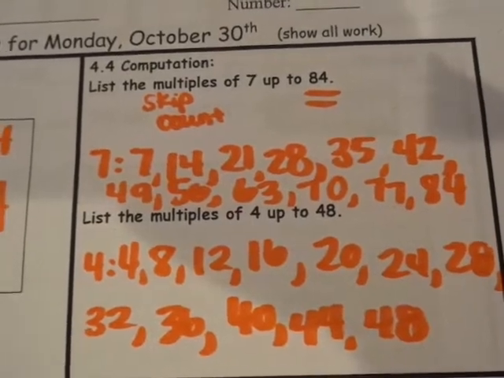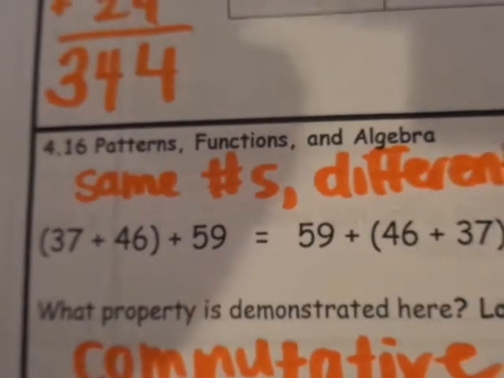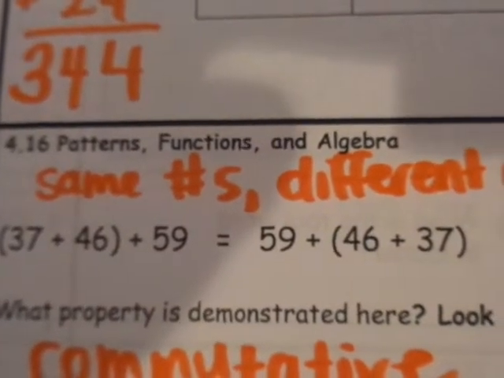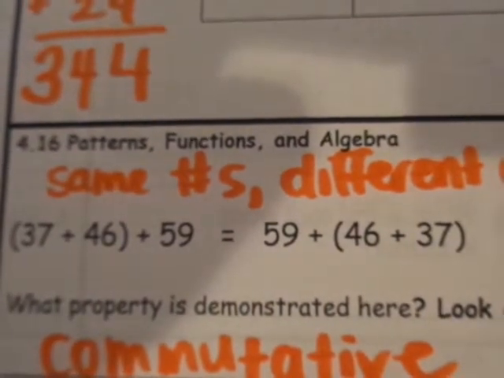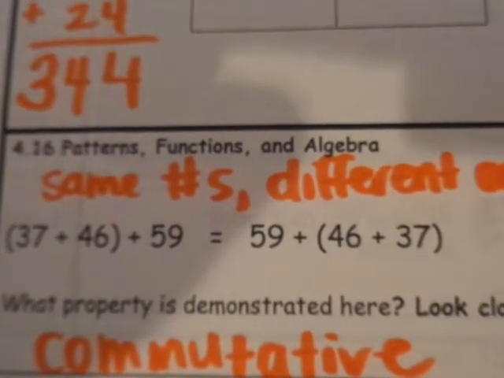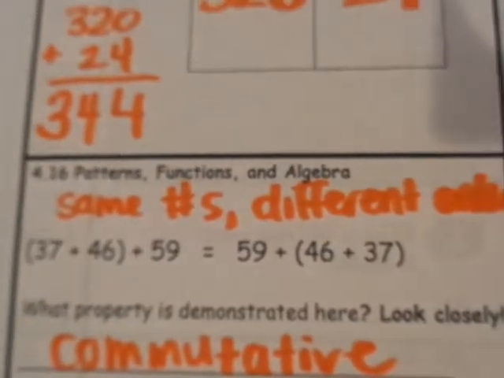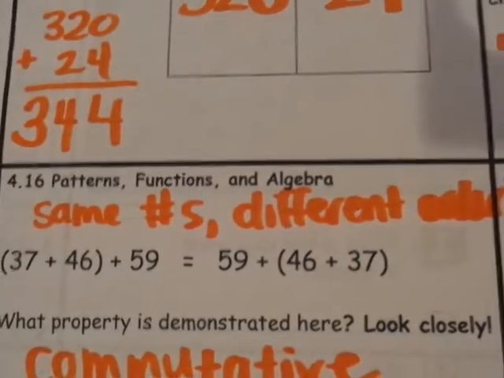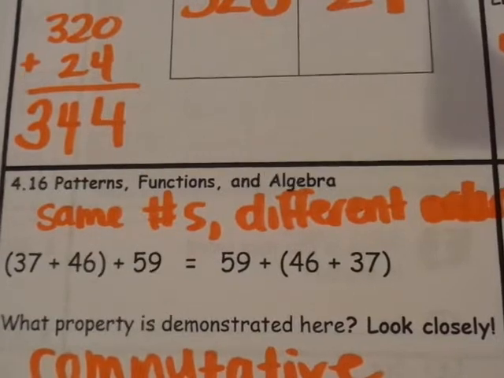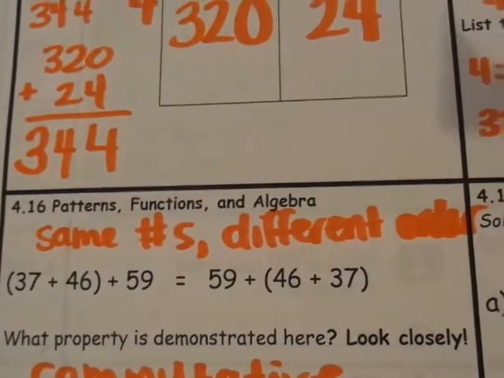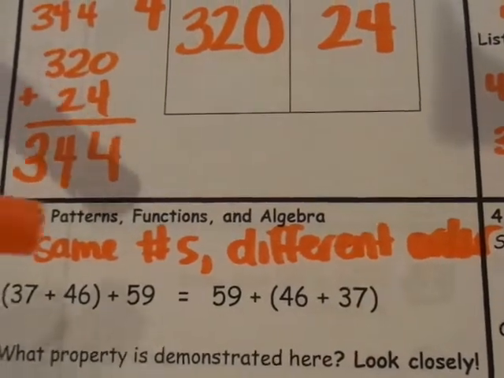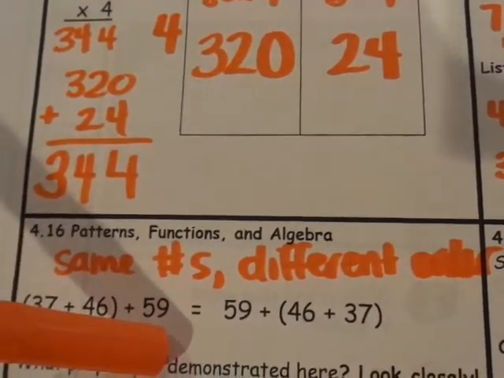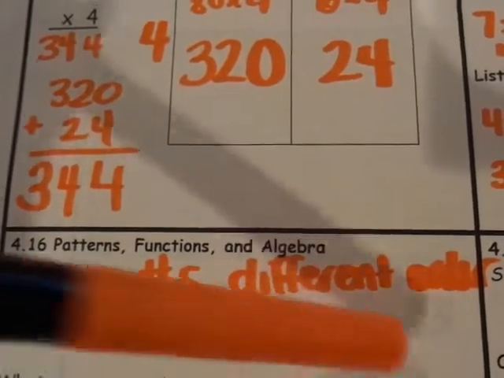Okay, next question is talking about properties. And it gives me this property. 37 plus 46 plus 59 equals 59 plus 46 plus 37. Well, I know there could be two properties, the associative property or commutative property. Associative property says same numbers, same order, different grouping. So this is 37, 46, 59, 59, 46, 37.